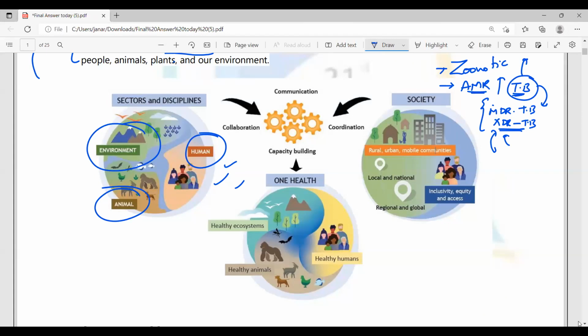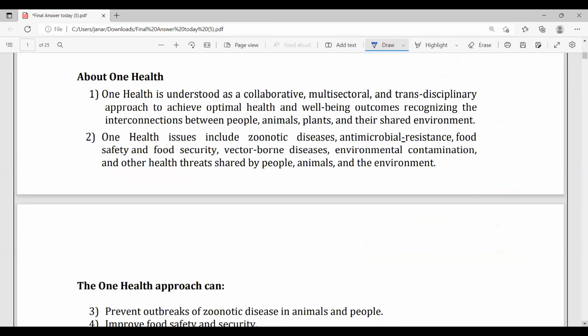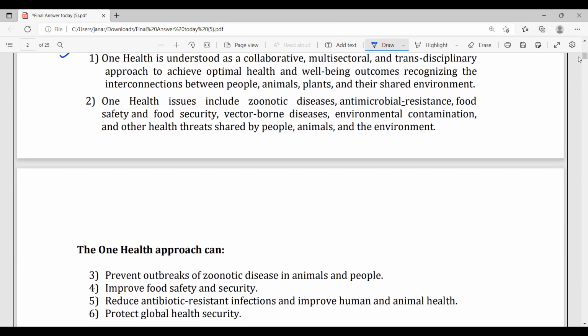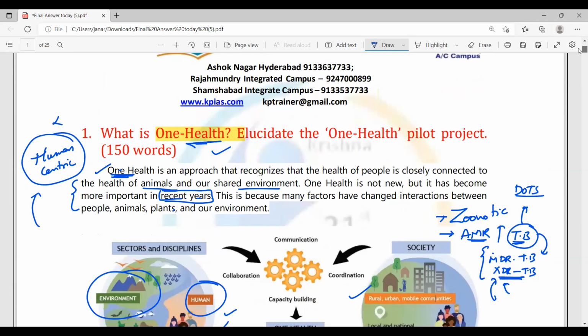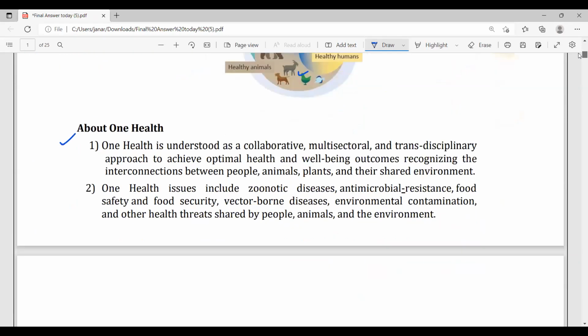There is a need for not only one sector, the whole society has to collaborate: local bodies, urban government bodies, state, central level, international cooperation, all of these should cooperate for the success of the One Health approach. So you can make a small diagram on it, and then explain the need for One Health. Because the demand of the question is just asking what One Health is, just elaborate and discuss it.